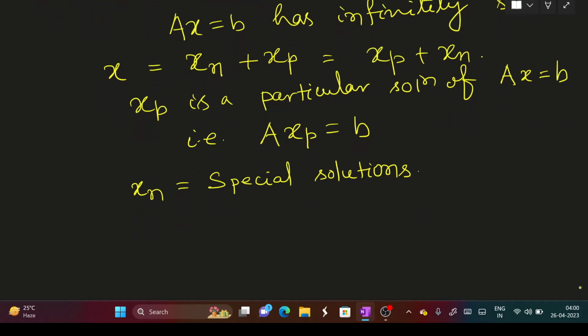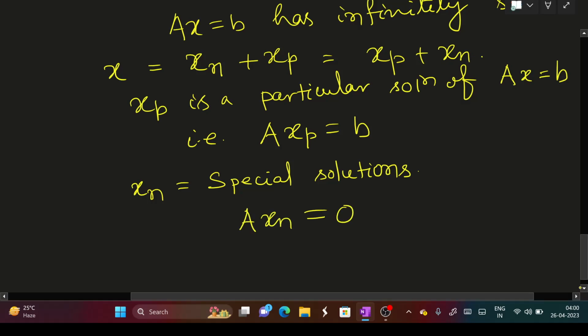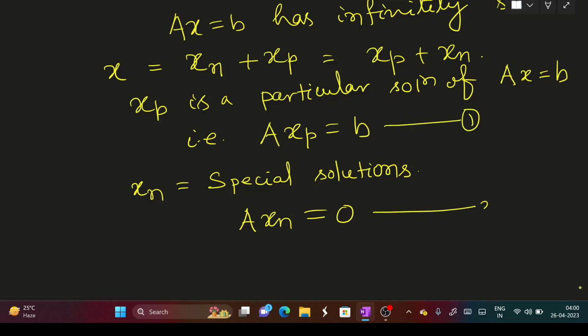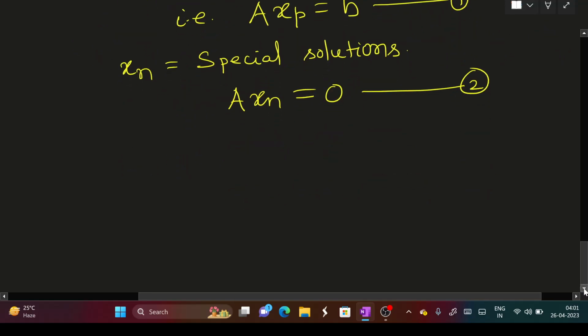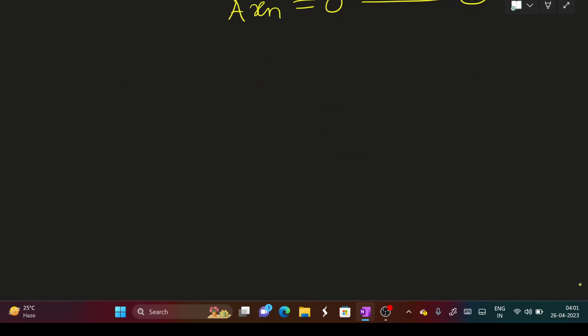And what condition does xn satisfy? A xn is equal to 0. So this is one, this is another. From these two equations, any x written in this format is said to be a complete solution. Here different values of xn arise, because A is a singular matrix and A xn equal to 0 is a homogeneous system of equations, it always has infinitely many solutions. Hence, we will have a vector space or solution space of xn equal to 0, its basis vectors, plus a particular solution vector, which will give me the complete solution. Now how to find them? Our target is to find xp, then xn, and write x is equal to xp plus xn.